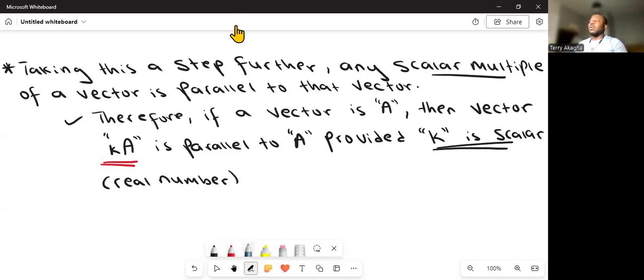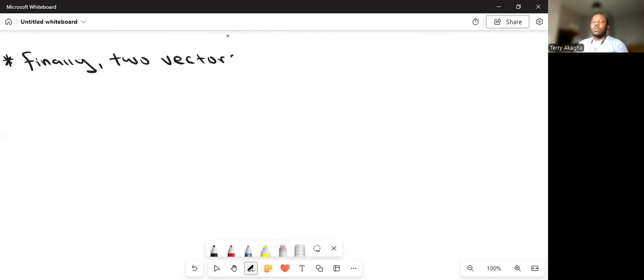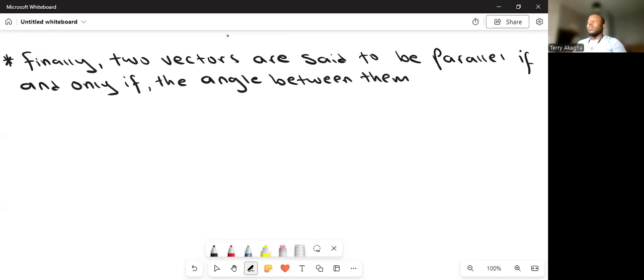Before we talk about the properties, I'm going to refer to the angle here. If we're talking about parallel vectors, you should know that there are no angles between them. So there's no theta. So finally, two vectors are said to be parallel if and only if the angle between them is 0 degrees.